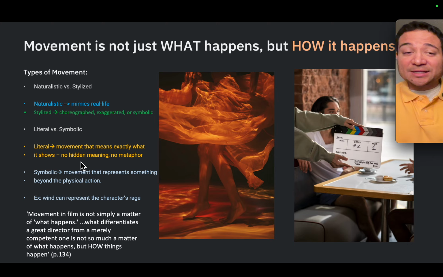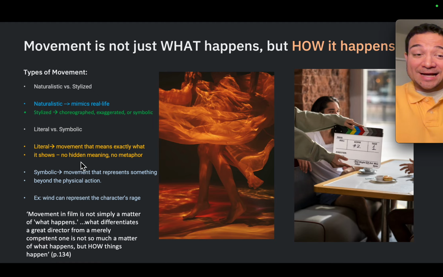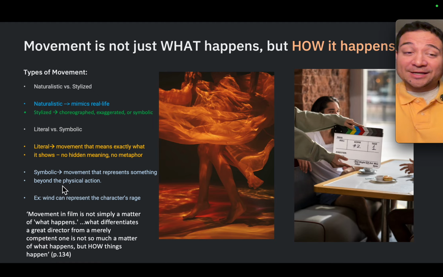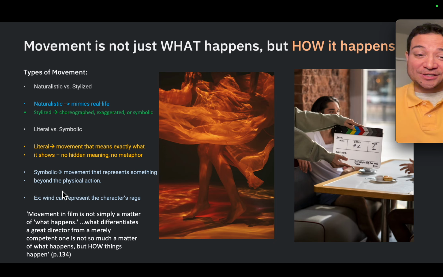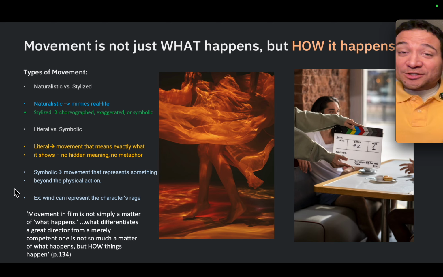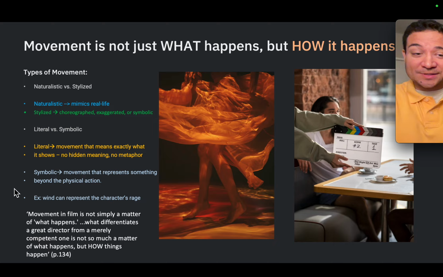When a movement is literal, it means exactly what it shows. There is no hidden meaning or metaphor. But when a movement is symbolic, this movement represents something beyond that physical action. For example, many times in film, the environment can represent how the character is feeling. Like if there is a movement of wind, it can represent the character's rage in that instance. I've seen Akira Kurosawa do it a lot in his films.